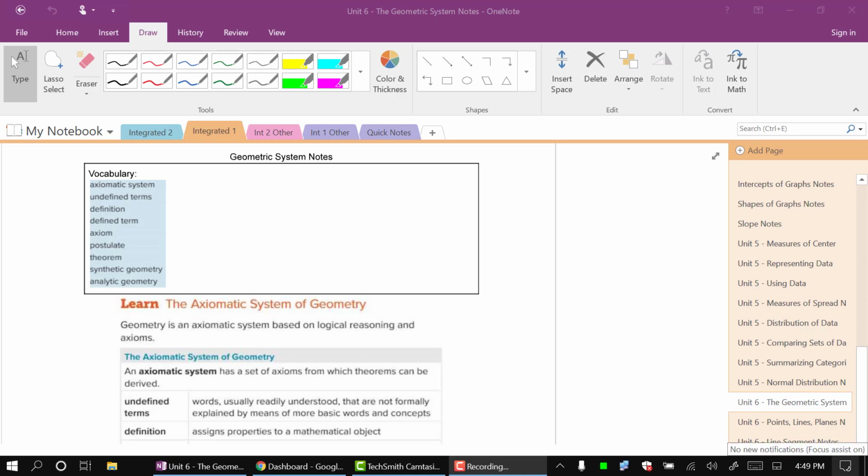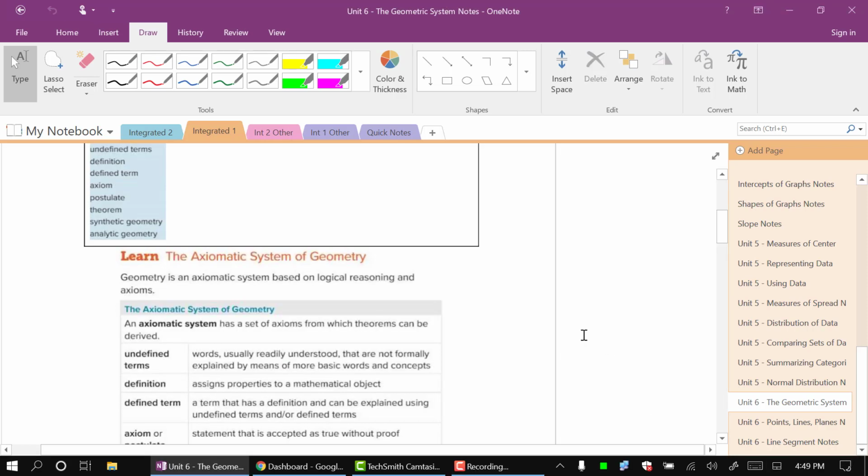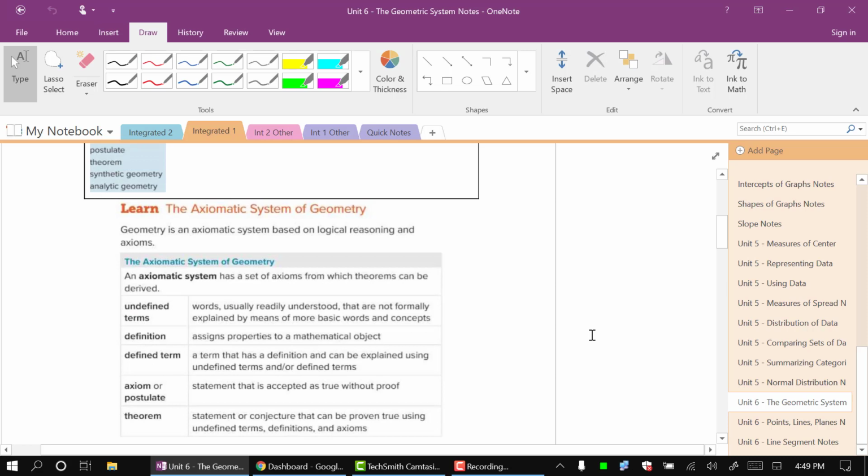We have a lot of vocabulary words because we're, again, getting into this new concept of geometry. And we're going to have a learn. So geometry is an axiom-based system. What does that mean? That we have these things called axioms, and what axioms allow us to do is build a type of mathematics around them. So with these axioms, we have undefined terms, words usually readily understood that are not explained, but we just have to accept them as what they are.